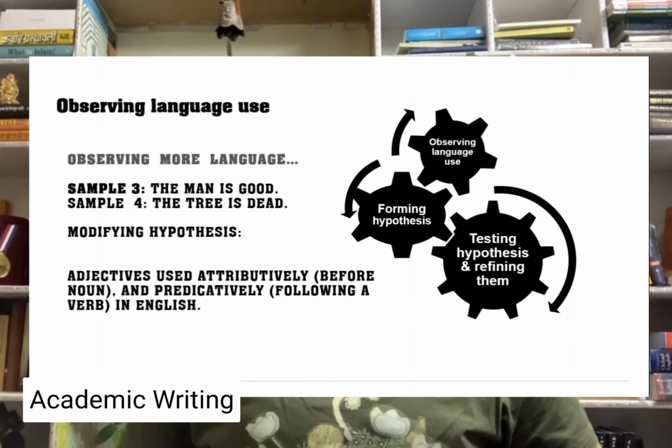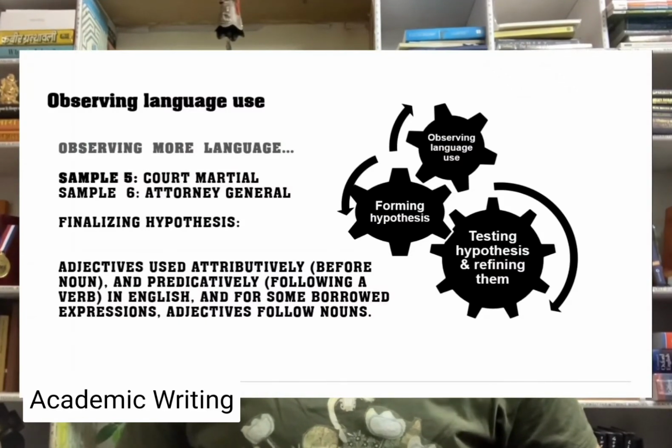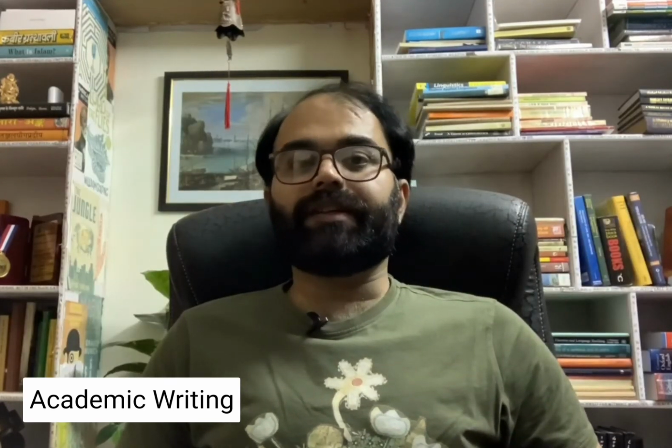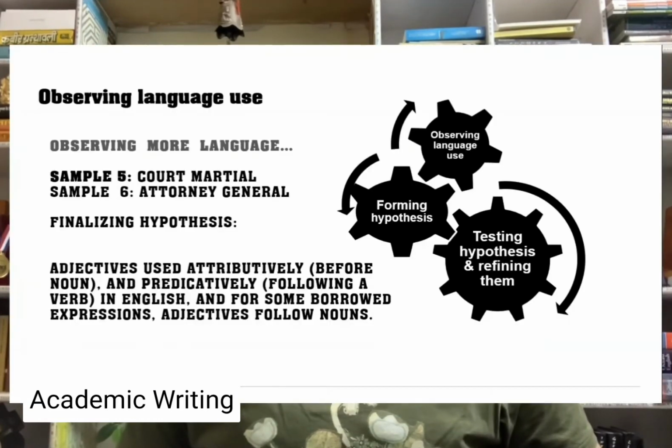Adjectives are used attributively, that is to say before nouns, and predicatively, that is to say following a verb in English. Now we observe more data. Sample 5, court martial, and sample 6, attorney general. We find that even our modified hypothesis that states adjectives are used attributively and predicatively in English is incomplete. During the research, we come to know that there are some borrowed expressions in English where adjectives follow nouns.